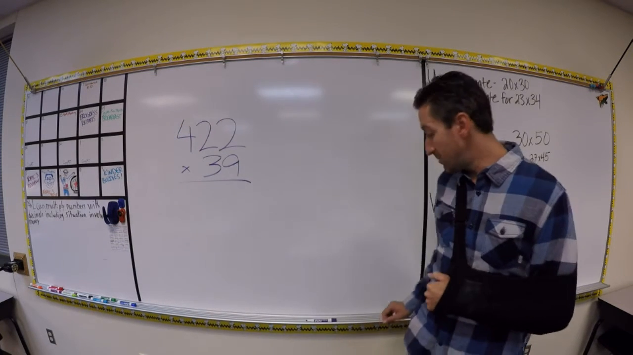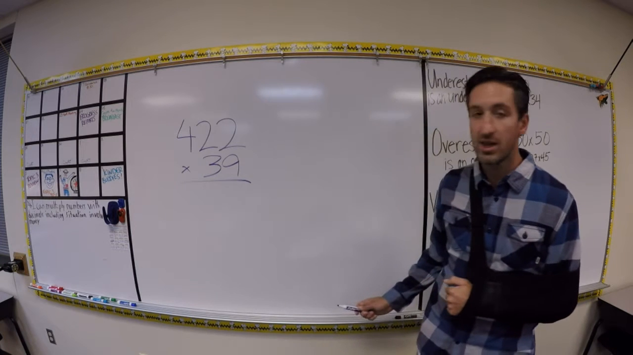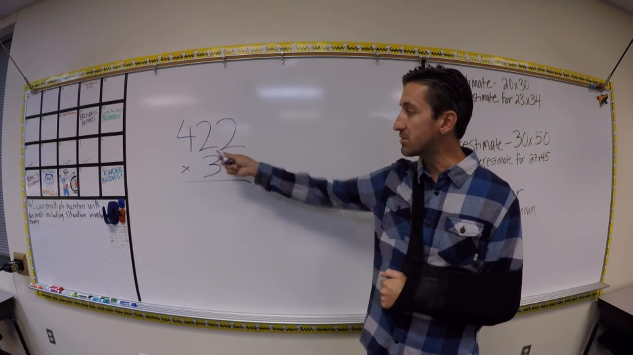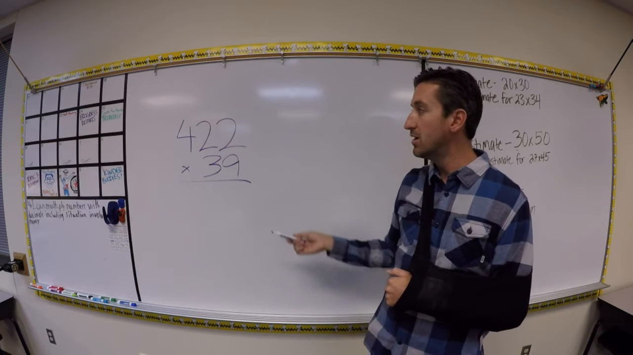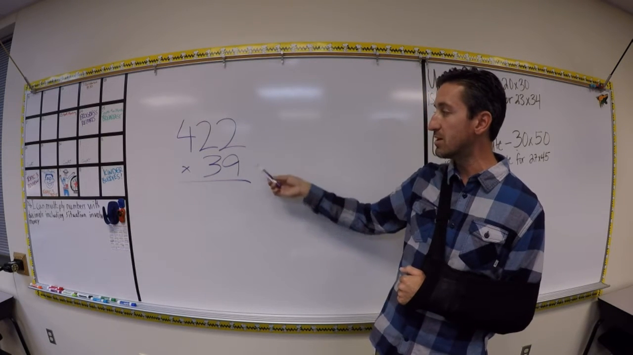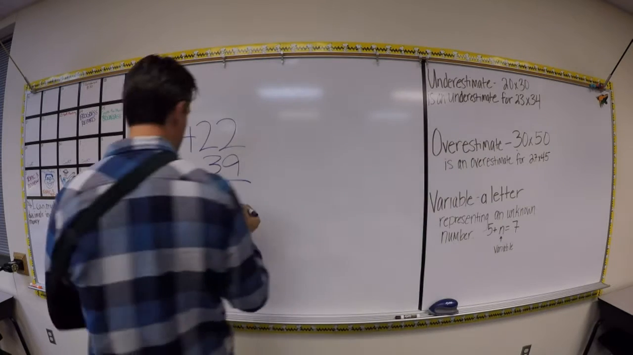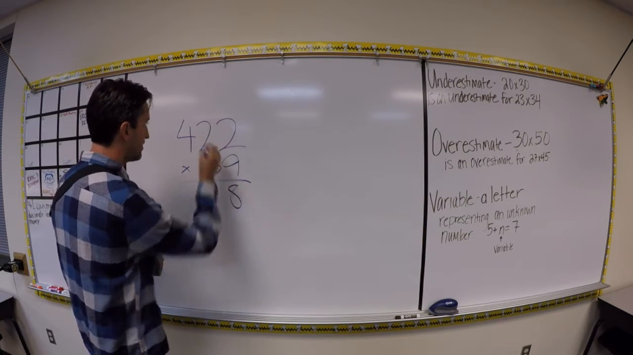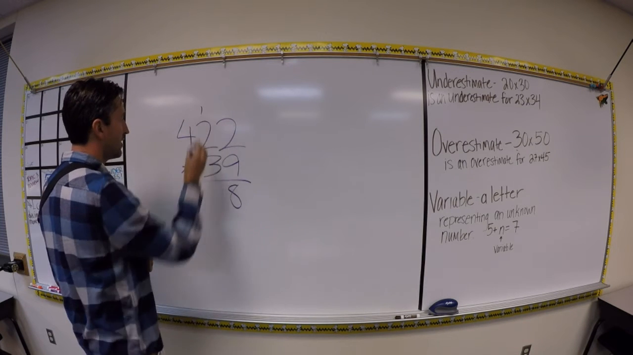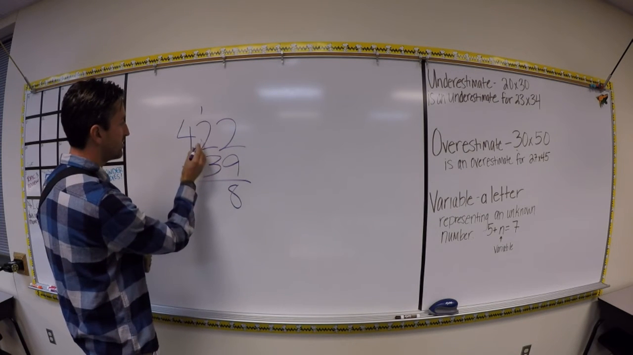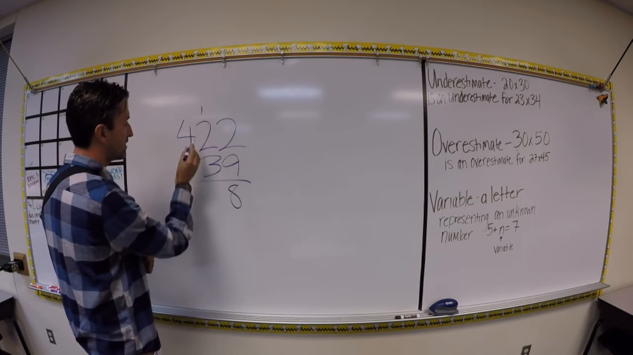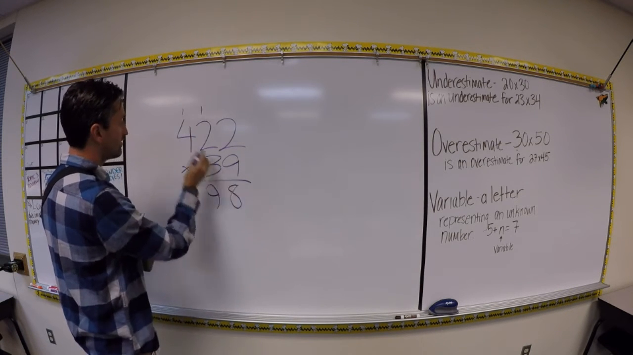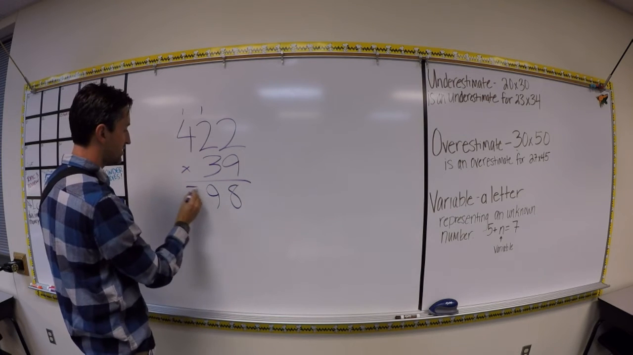Like I said, in Topic 3 we cover a lot of multiplication, and there are different ways that we're going to do it. I'm going to show you two different ways that we can solve this 3-digit times 2-digit problem. We have 422 times 39. First we do 9 times 2, and that's 18. So I put my 8 down here and carry my 1 up. Then 9 times 2 again, that's 18, plus our 1 that we carried up makes 19. 9 times 4 is 36, plus 1 is 37.